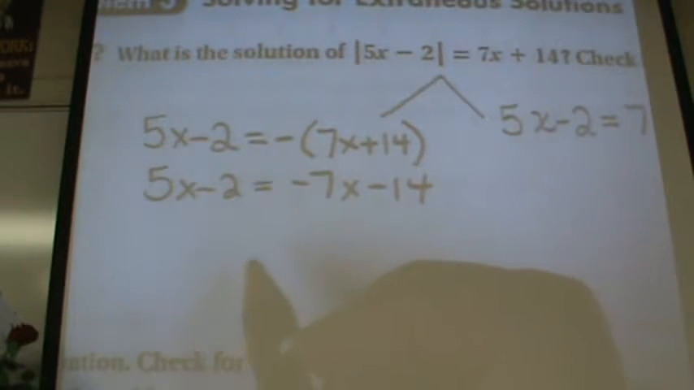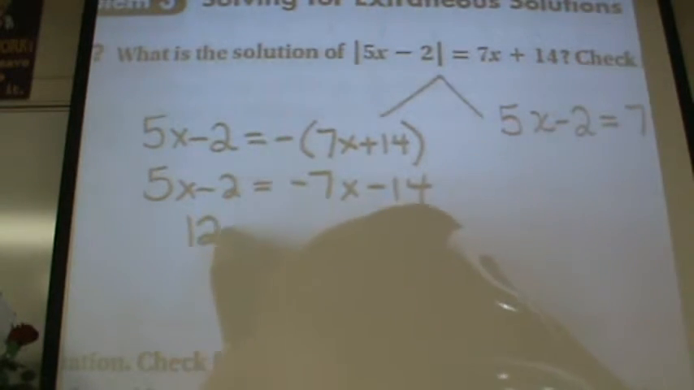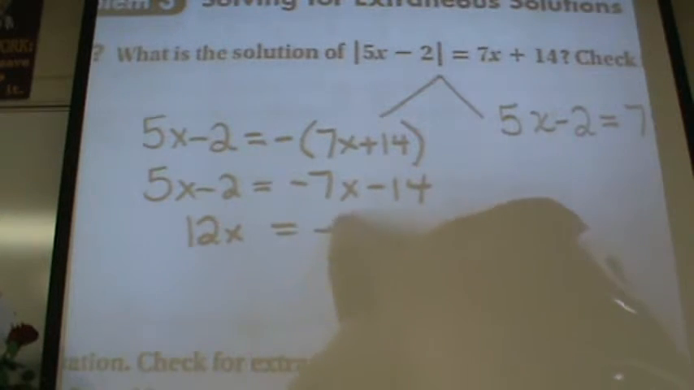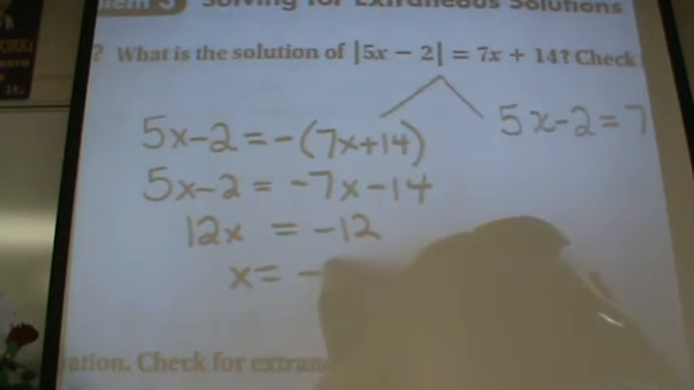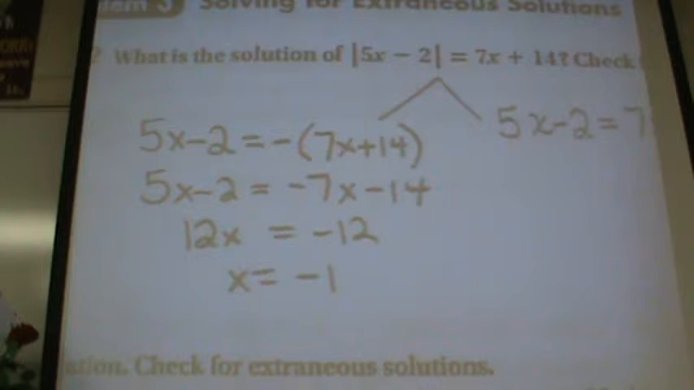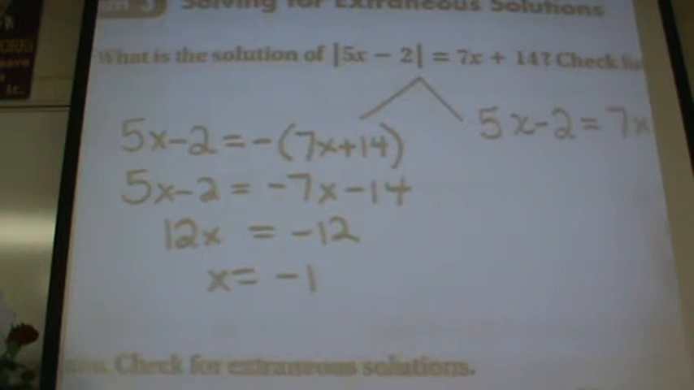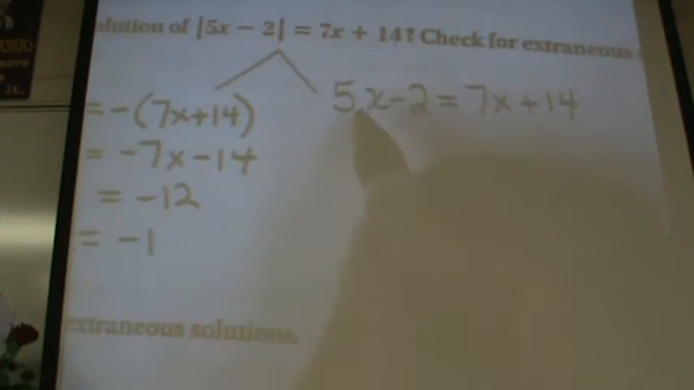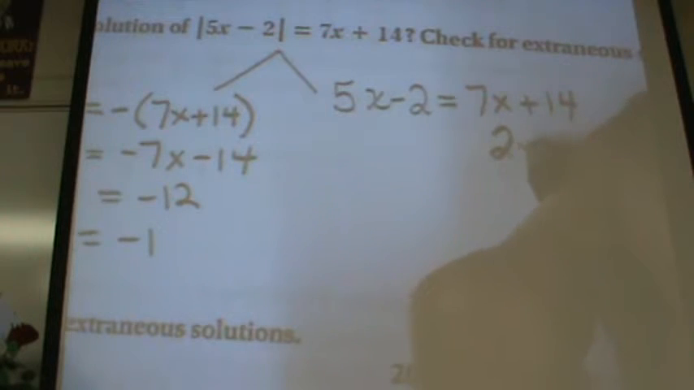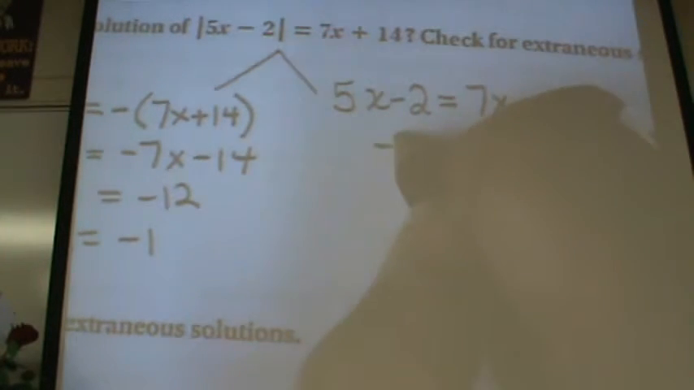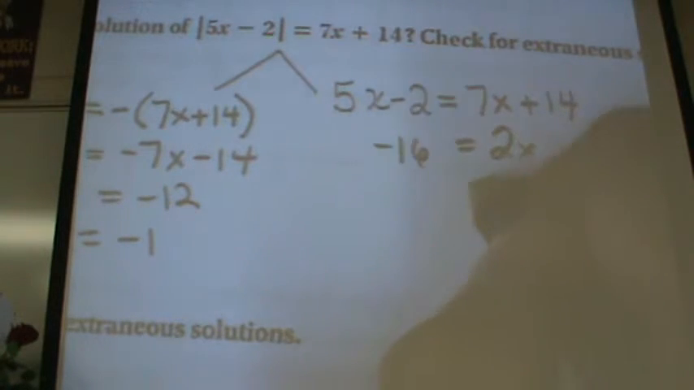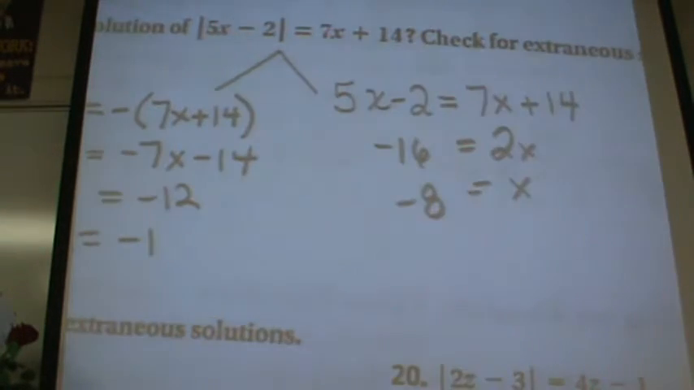Now solve them. Add 7x, you get 12x. Add 2, you get negative 12. So x is negative 1. I did it fast. Next one, subtract 5x, you get 2x. Subtract 16, you get negative 8. Good?